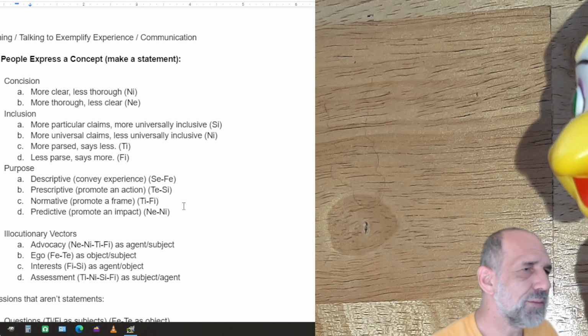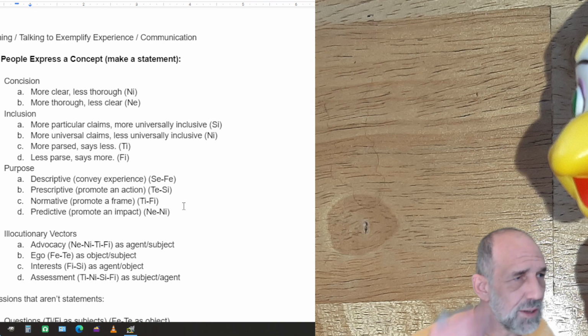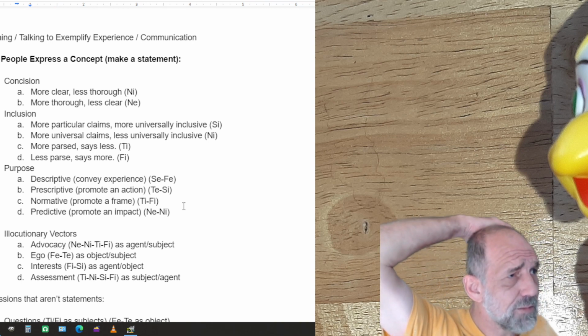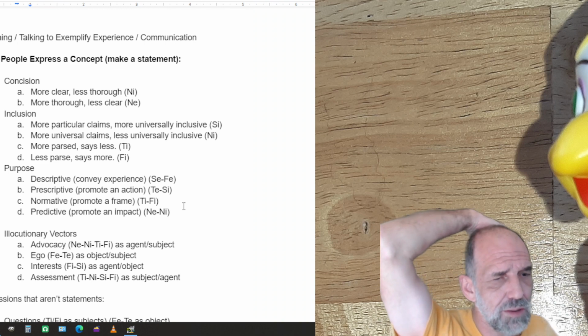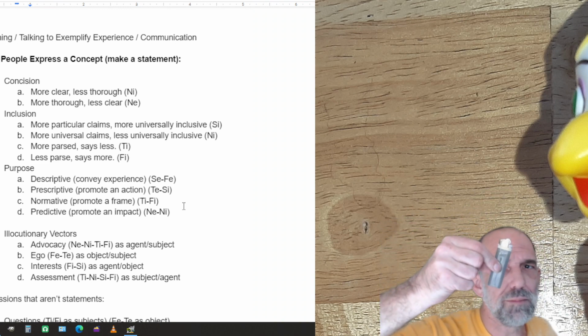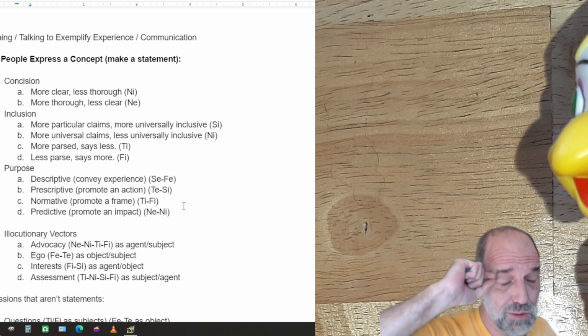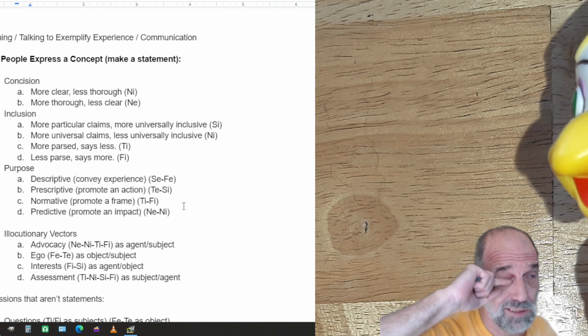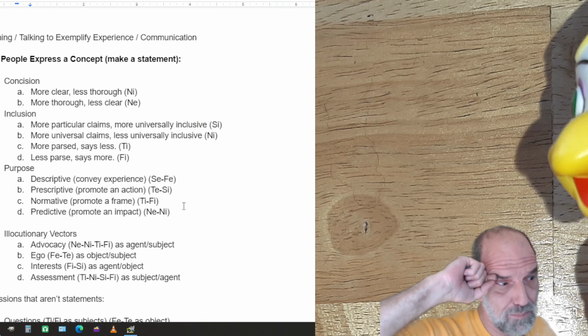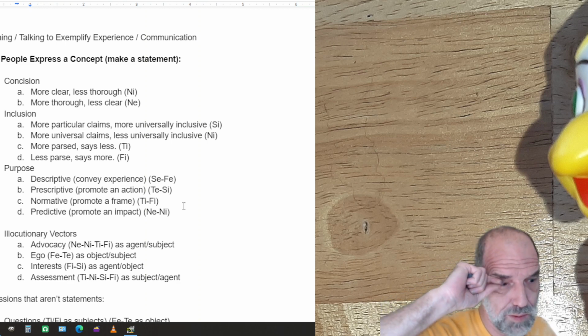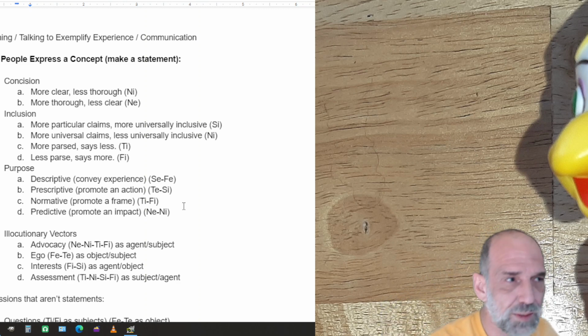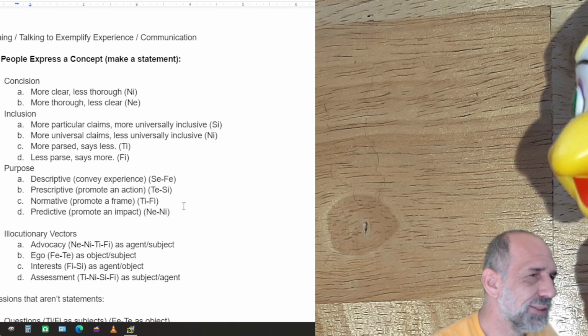Purpose: descriptive, convey experience. Prescriptive, promote an action. Normative, promote a frame. Predictive, promote an impact. So descriptive expressions are just statements that say, this is a gray lighter, or that movie is good. Okay. Prescriptive are those that promote an action: you should take 2 Tylenol if you have a headache. Or normative, those that promote a frame: it's not appropriate to discuss politics at Thanksgiving dinner would actually be a normative claim, although we normally think of them as more like, it's wicked to steal.